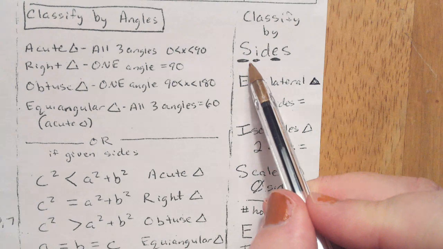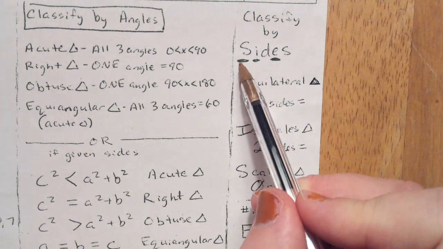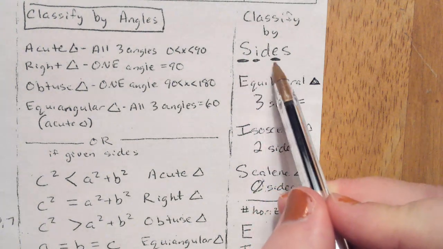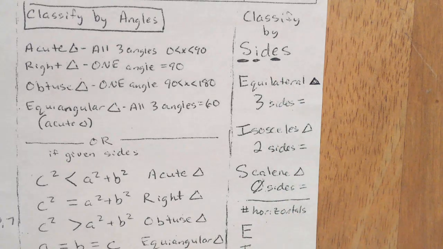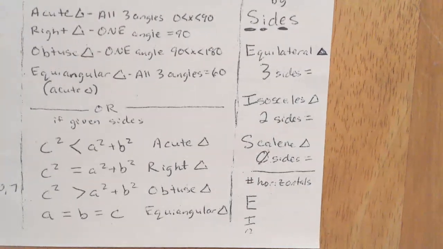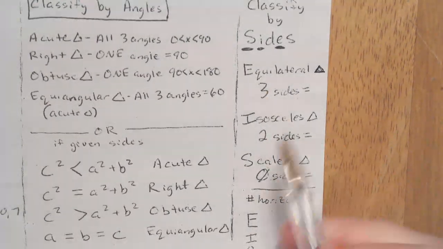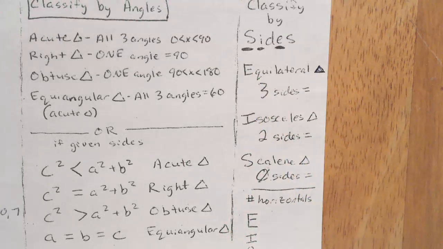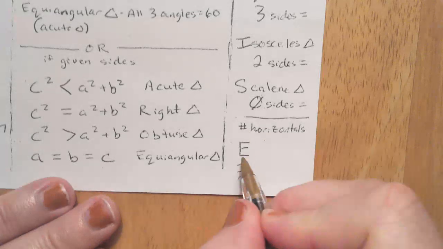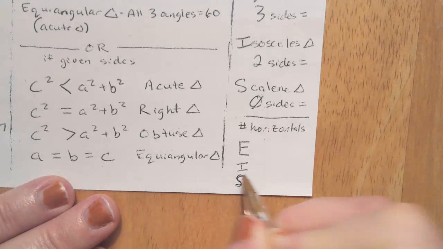Okay, so you see the word sides? You can break that down. So S, I, and E, see those letters are in there. So that's how you can remember what the names are. So E, I, and S. All right, so let's look at this. So E, I, and then my S got cut off right here.